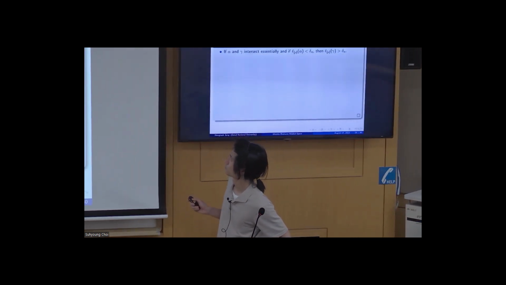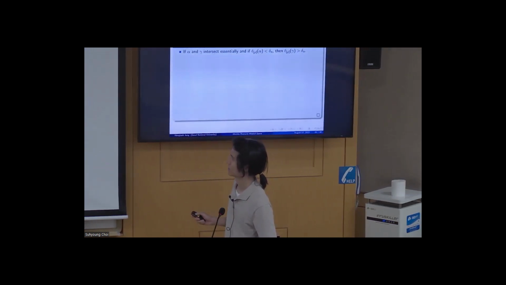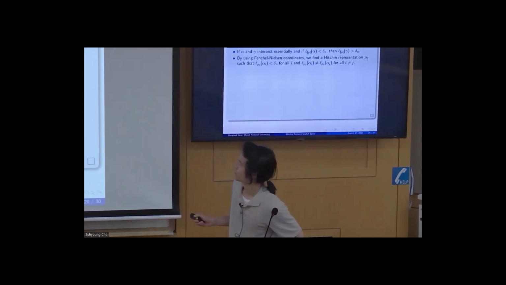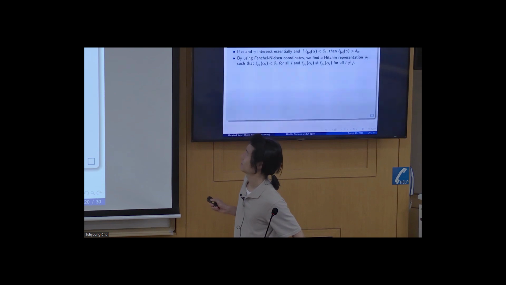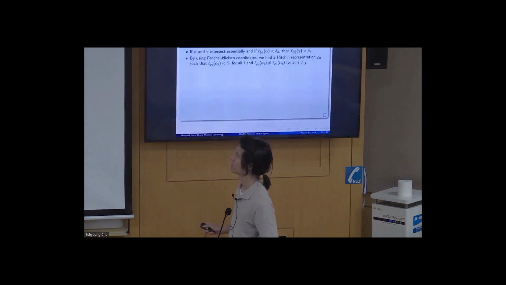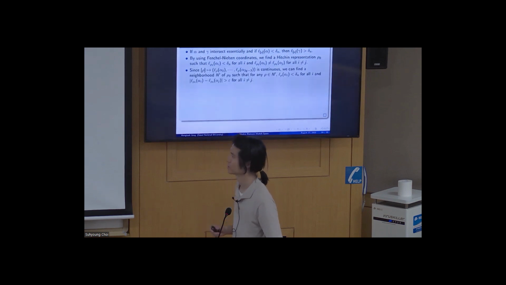So this is our previous observation. If alpha and gamma intersect essentially, and if alpha has a smaller length than delta of n, then the length of gamma must be bigger than delta of n. Now we use the Fenchel-Nielsen coordinates to find a particular Hitchin representation such that all of its pants curves have length smaller than delta of n. And as well as this condition, we assume we can make the lengths of alpha i and alpha j all distinct. You can do it by using Fenchel-Nielsen coordinates.